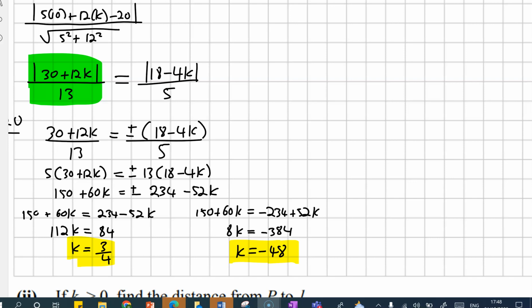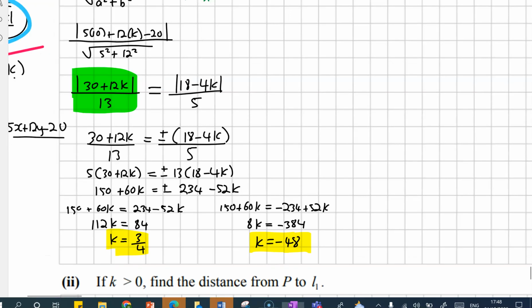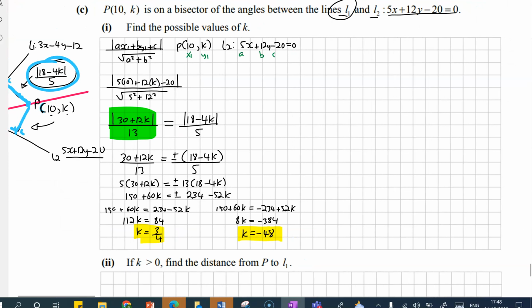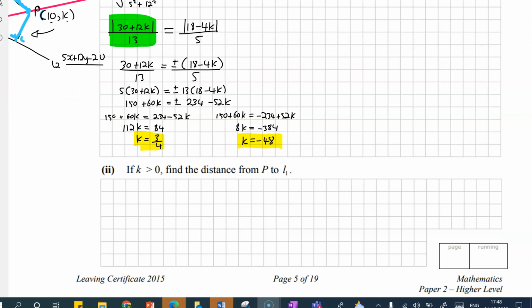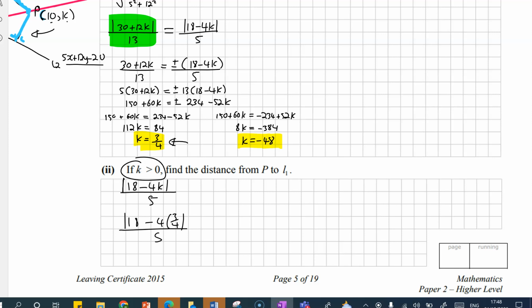Bringing our k's to the left and our numbers to the right, we have two values for k. k is 3/4 and k is minus 48. So we found two possible values of k. If k is greater than 0, find the distance from P to L1. We already have the formula for the distance from P to L1. We did it in the second part. It's the absolute value of (18 minus 4k) all over 5. If k is greater than 0, then our only option is to use the 3/4. So filling that in, (18 minus 4 times 3/4) all over 5 will give us the distance from P to L1. And our distance turns out to be 3 units.